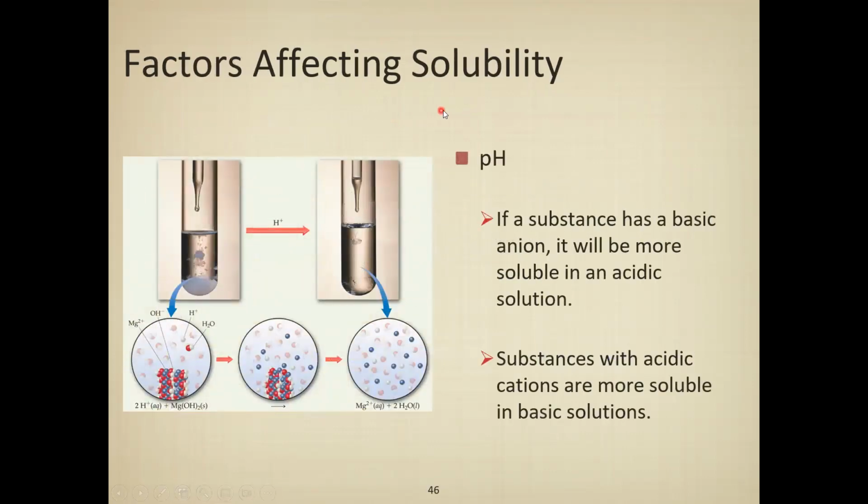And then with the acidic or basic ions, the pH is also going to be important. So if we look at something like we have here, it's showing magnesium hydroxide. It's going to be a weak base.